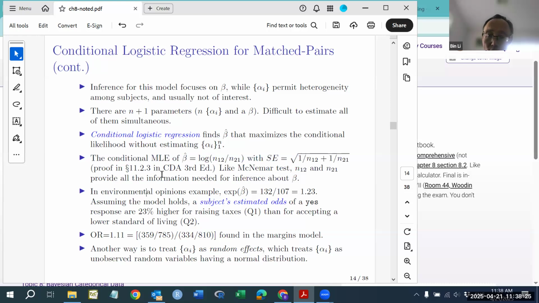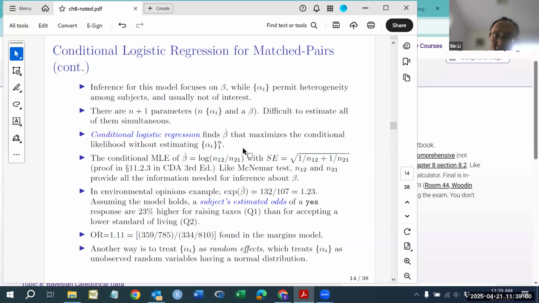So for the environmental opinion example, we have the exponential of beta hat equal to 1.23. That means, assuming the model holds, a subject's estimated odds of a yes response are 23% higher for raising the tax, that's question 1, than for accepting a lower standard of living, that's question 2. That's how we interpret it. Okay, and the odds ratio is 1.11.